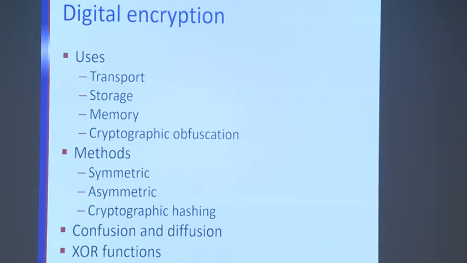Cryptographic obfuscation. We want to use cryptography to hide the meaning of the message so somebody can't just look at it and read the message. So we've got the symmetric algorithms, the asymmetric algorithms, and something called cryptographic hashing. So what is hashing? Let's take a quick look at hashing.